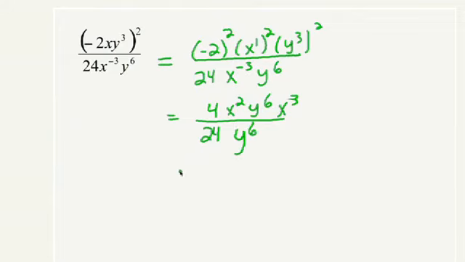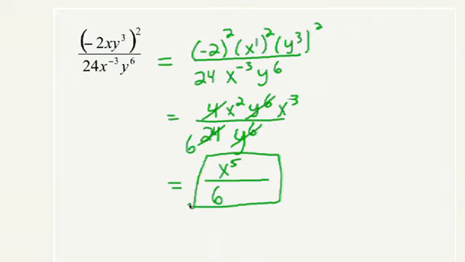All right, so let's try to simplify this fraction. Again, we'll do numbers, then we'll do x's, then we'll do y's. 4 goes into 24 6 times, so there's a 6 down here. X squared multiplied by x cubed is x to the 2 plus 3, or 5th power. And I have a y to the 6th in the top and a y to the 6th in the bottom. Since those are identical, I can just cancel them. So this final answer is just x to the 5th divided by 6.